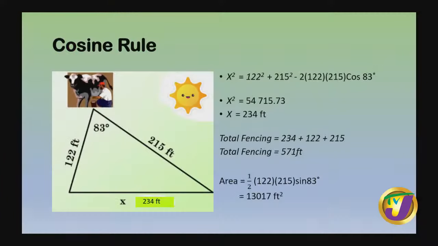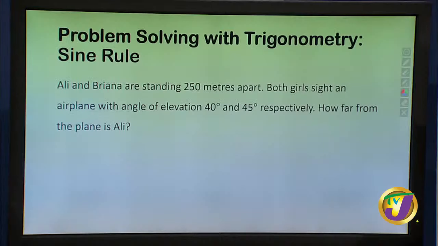All right. So that's that. So now to the sine rule. So here we have a question. So we have two girls. All right, before you read the question and then before you solve it. All right. So Ali and Brianna, they are standing 250 meters apart. Both girls sight an airplane with angle of elevation 40 degrees and 45 degrees respectively. How far from the plane is Ali?